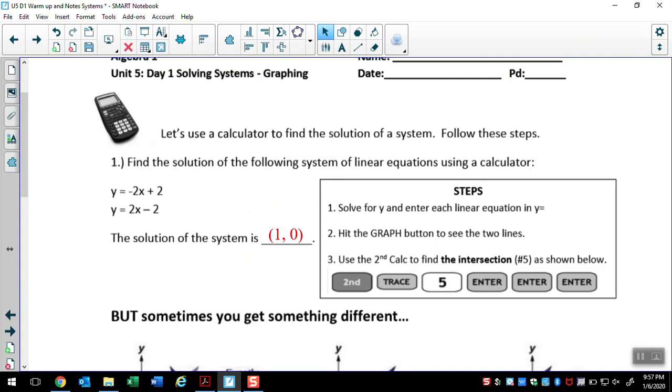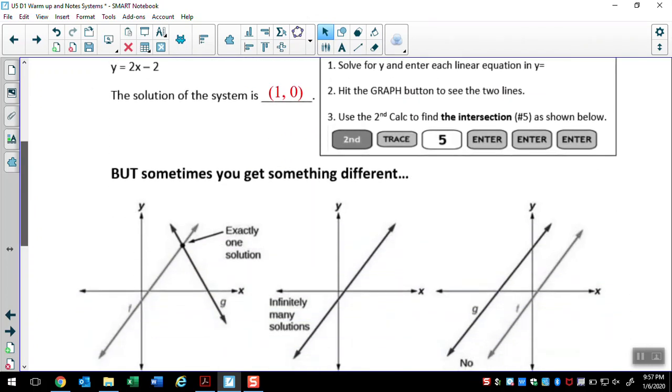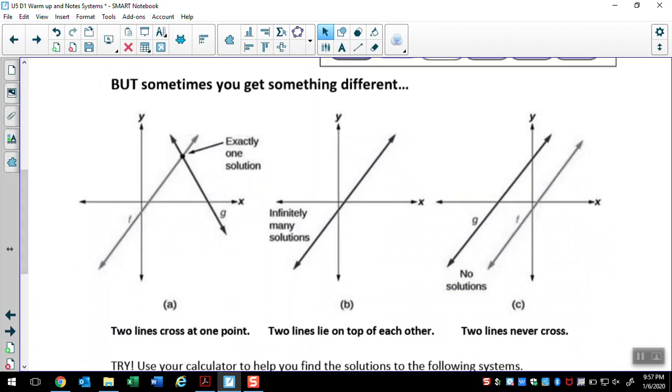Okay. Now when we come into class, we'll take a look at how we do that in the actual graphing calculator, following these steps here. Okay. Now, sometimes we get something different. All the ones that we've looked at so far have all had one solution. They intersect one time, and that's it. Sometimes you'll get two different equations that form the exact same line. Okay? So while it looks like there's only one line there, there's actually two, it's just one is over the top of the other. When that happens, we say we have infinitely many solutions.